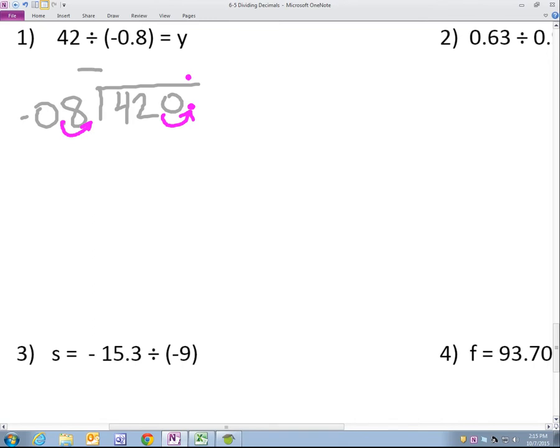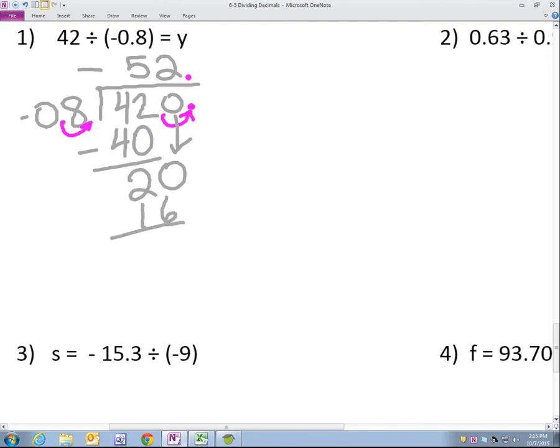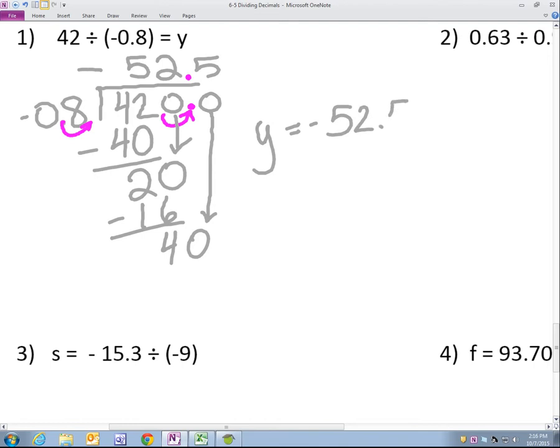So I'm going to do division now the same way that I normally would. 8 goes into 42 5 times. That leaves a 2 here, a 0. This gets brought down. 8 goes into 20 twice. 8 times 2 is 16. This is 40. I have to create another 0 here. 40, and that just becomes negative 52.5. But I'm not done yet. I need to write y equals negative 52.5, and that's my answer.